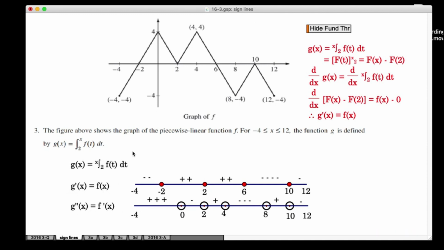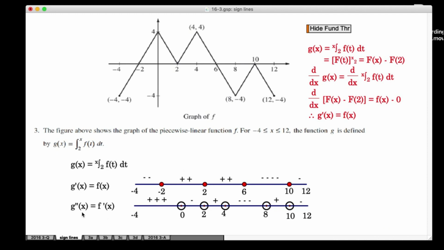So g prime is equal to f. So this is a graph of f. So it's pretty easy to see that f is 0 at -2, 2, 6, and 10. Those are zeros. Okay. And you can see then that the graph is below the x-axis. It's negative between -4 and -2. Then here it's positive and positive. So it's really positive all the way up to 6, except for 2 where it's 0. And then the rest of the time it's negative unless it's 0 here at 10. Okay, so this is the sign line for f, which is the sign line for g prime.